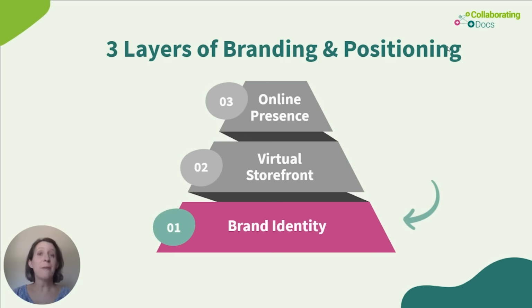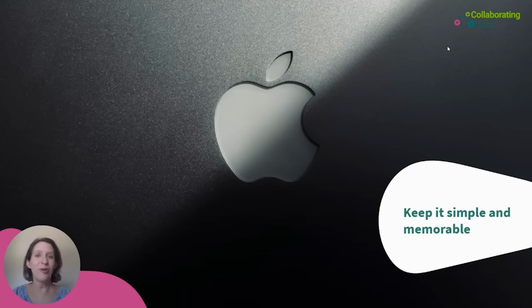And today we're talking more about branding. So we've already covered the 3 layers of branding and positioning, with your brand identity being the base of this pyramid. And one of the many parts of your brand identity is your logo. So today is all about logos. Here is a very familiar, perhaps the most familiar logo of all from Apple. So what is good about this logo? Well, it's very simple, it's very memorable, it's identifiable, and it gets the job done.